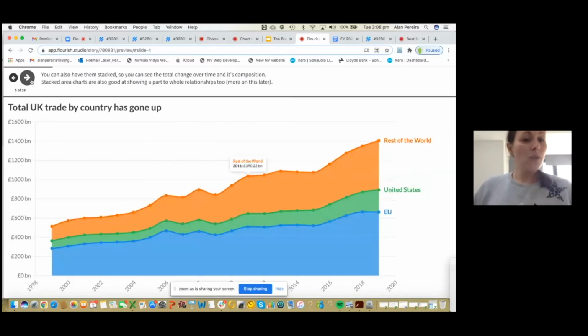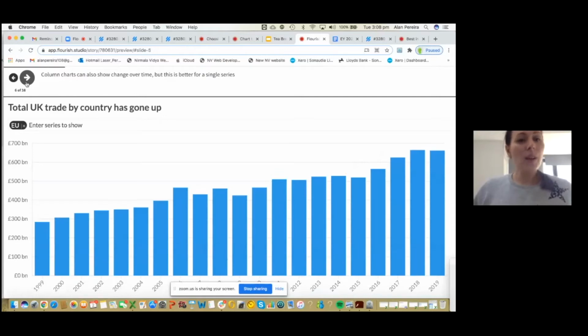Alternatively, you can also have a stacked area chart. So this is showing that same change over time, but stacked on top of each other. So you can see how total UK trade has changed over time, and the composition, or the component parts, of the change over time. So stacked area charts are not only a good way of showing a change over time, they're also a good way of showing a part to whole relationship, and how something is composed, the segments that it's composed of. And we will touch on more part to whole chart types later on in this session.